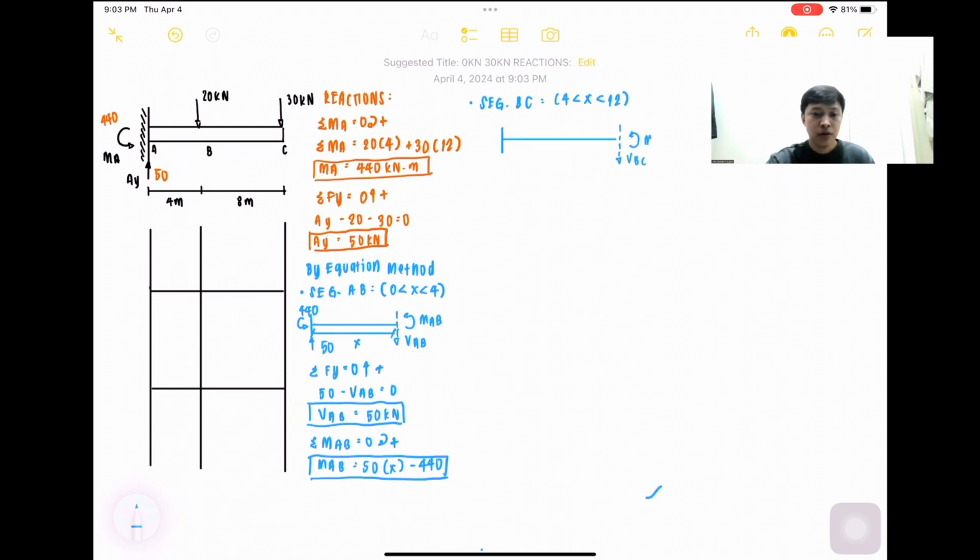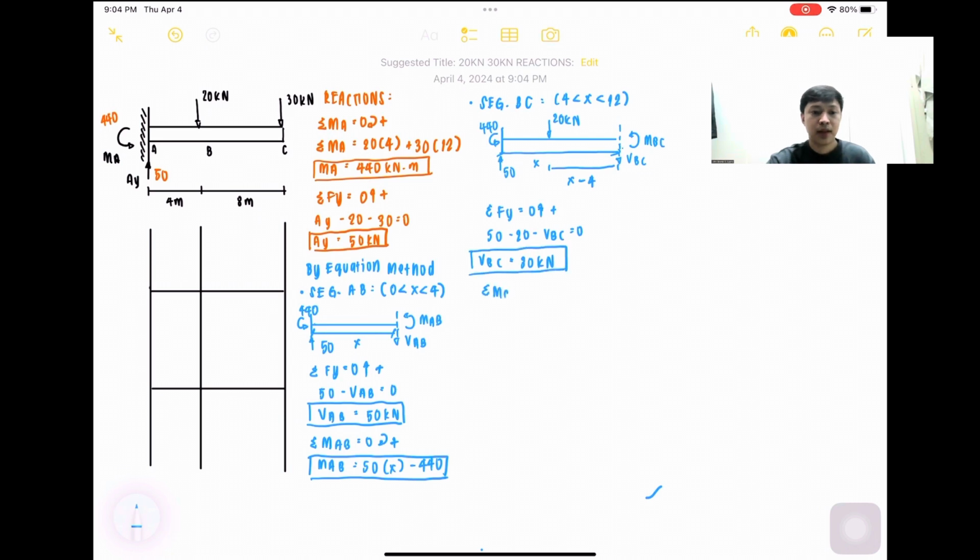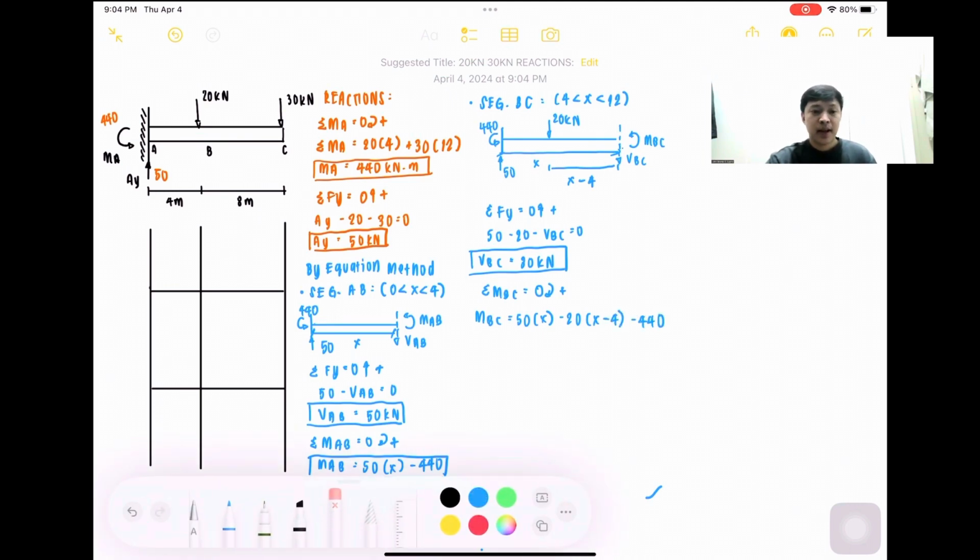Shear at AB will go downward, and the value of moment at A is 440, and the reaction at A is 50, and the 20 kN is the concentrated load that's given in the problem. 50 minus 20, shear at BC is equal to 30 kN. Therefore, the moment at BC is equal to 50 multiplied by x minus 20 times x minus 4, then minus 440, and that is the equation for the moment at BC.